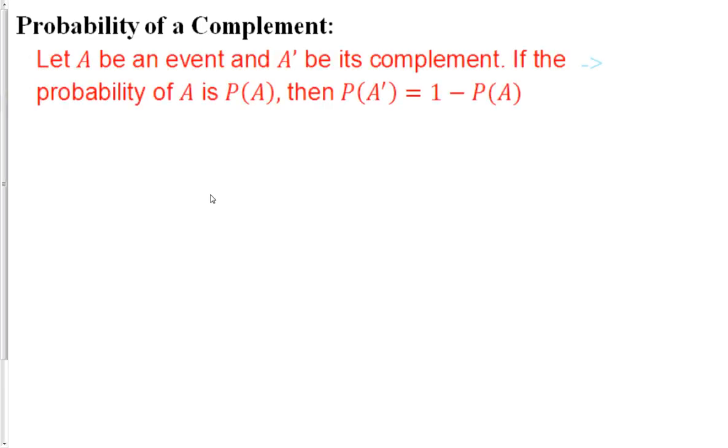Next, the probability of a complement is 1 minus the probability that the event happens, right? So the probability that we get heads would be 1 minus the probability of getting tails, just as an example.